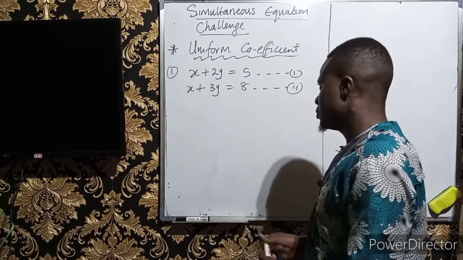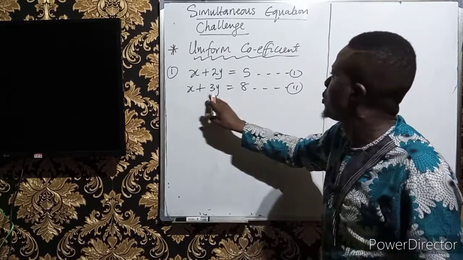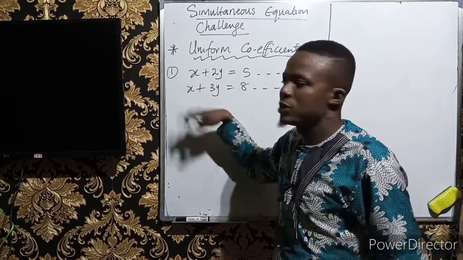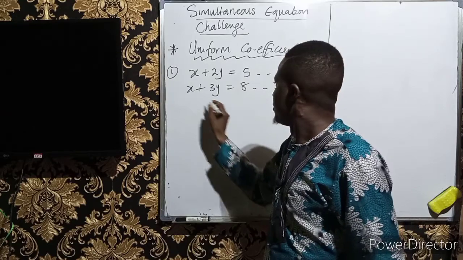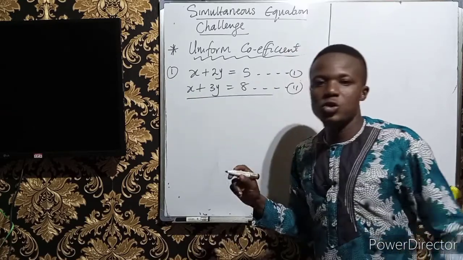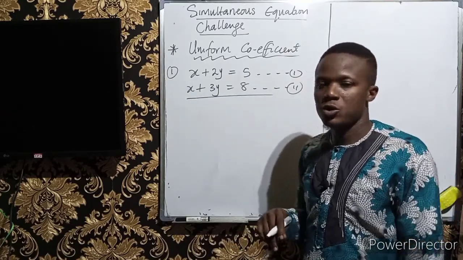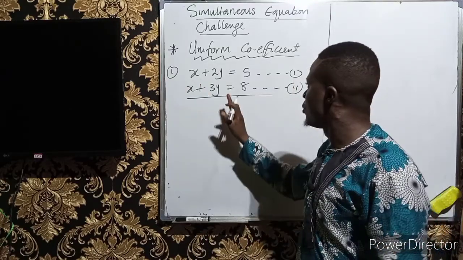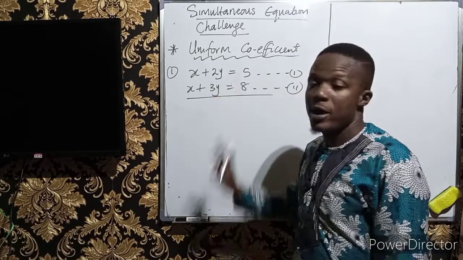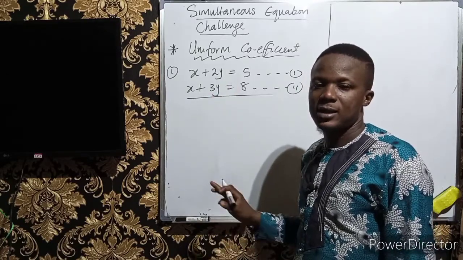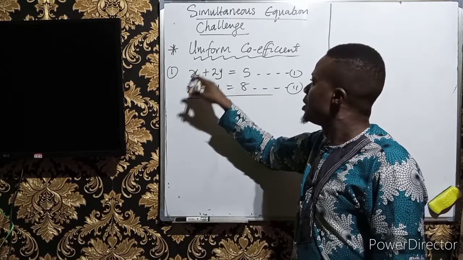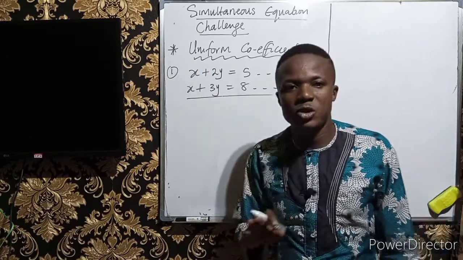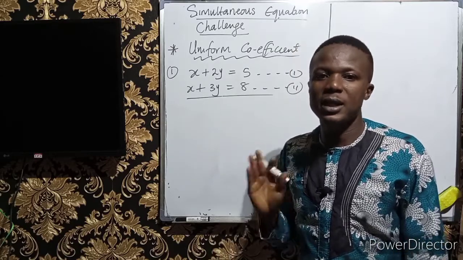To solve this kind of simultaneous equation that has a uniform coefficient, just think of what you do to that uniform coefficient for them to be equal to 0. Because the elimination method means doing away with one of the variables. Since x is equal to x here, I will do away with x and leave y alone because the coefficients of y are not the same. So my task here is to make sure that the coefficient of x, which is equal, is eliminated. And to eliminate anything, that thing must be equal to 0.